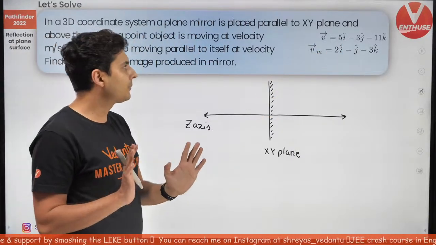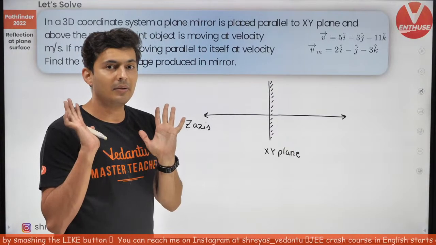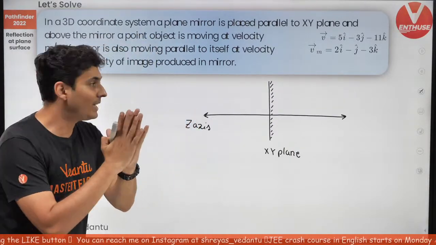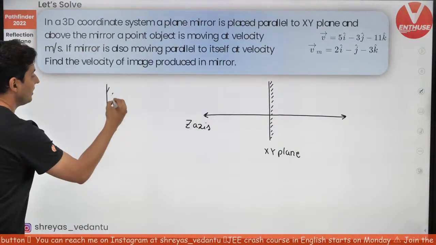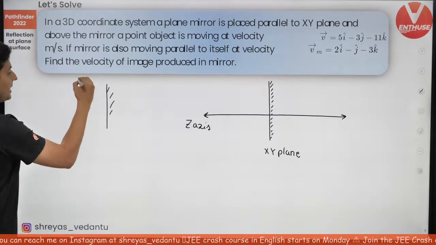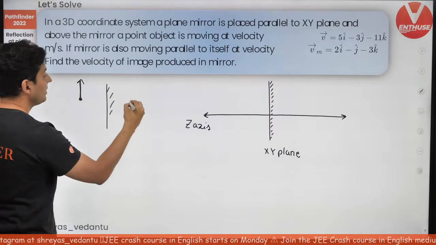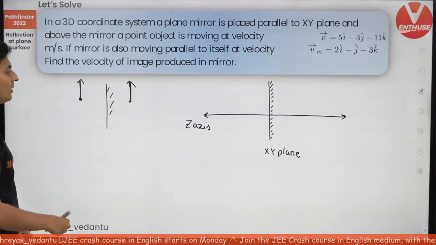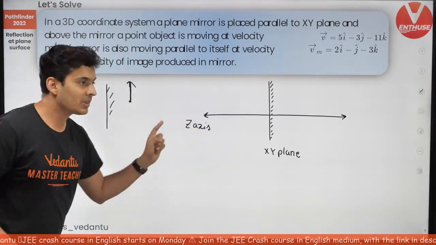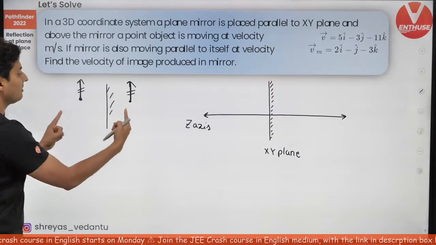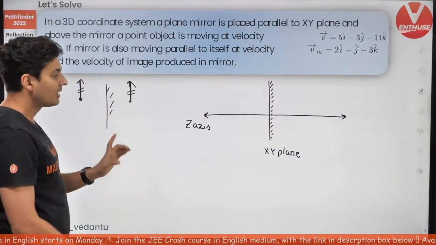Now I'll tell you what. Here is a simple trick. All the velocities I just told you: if there is a mirror and an object, and the object is going with some velocity parallel to the mirror, the image will also go with the same velocity. Did I not tell you? This velocity is equal to this velocity. They both will move like this.